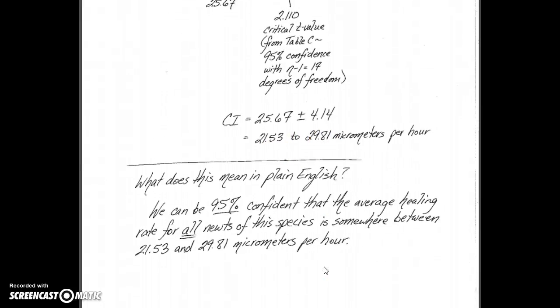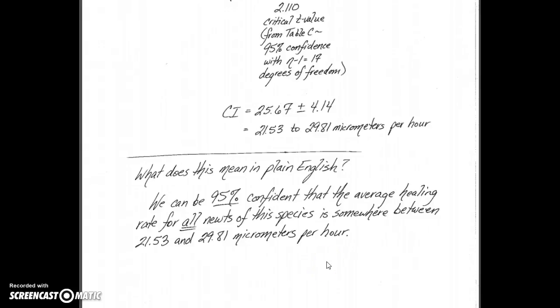What does that actually mean? It means that we're 95% confident that the average healing for all newts, not just our 18, we already know our sample is 25.67, but we want to know the mean for all newts. So that mean for all newts of this species, somewhere between these two boundary points, somewhere between 21.53 and 29.81 micrometers per hour.